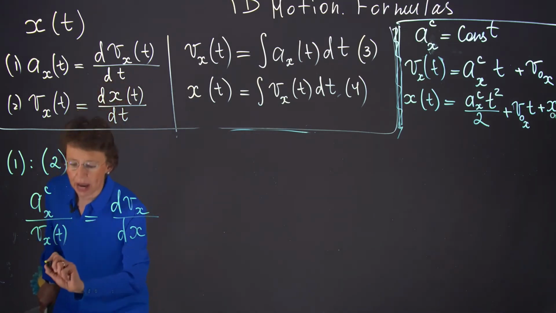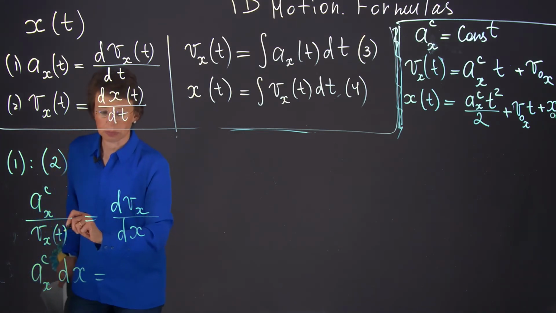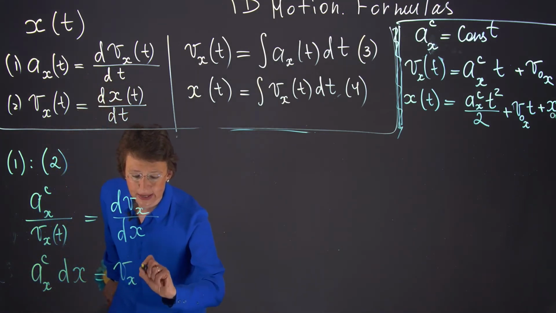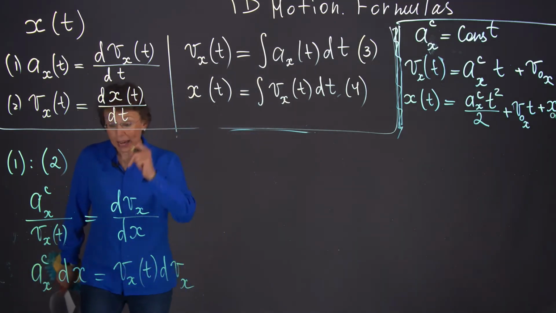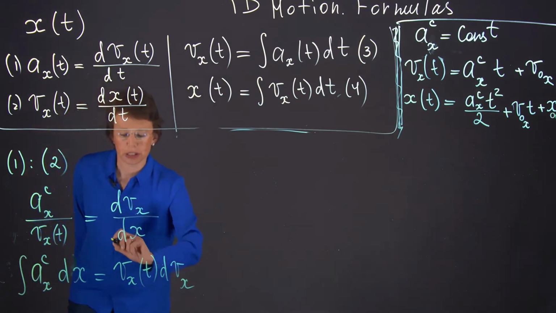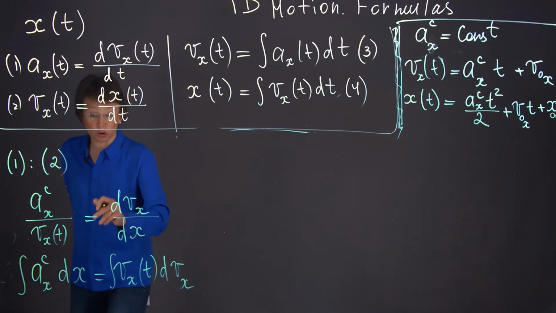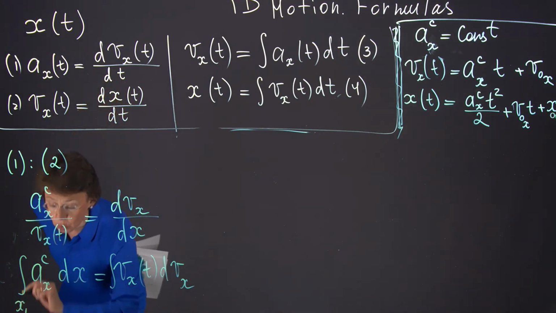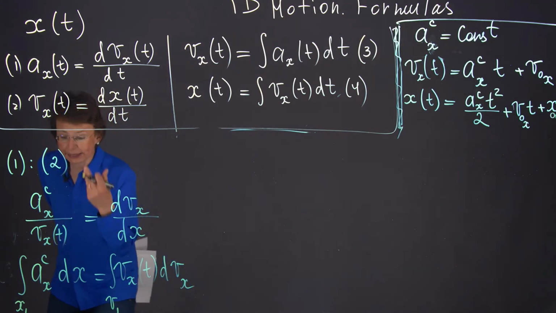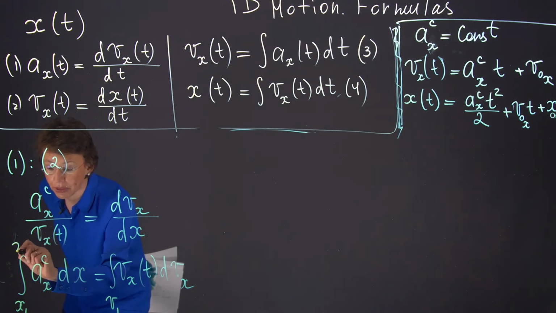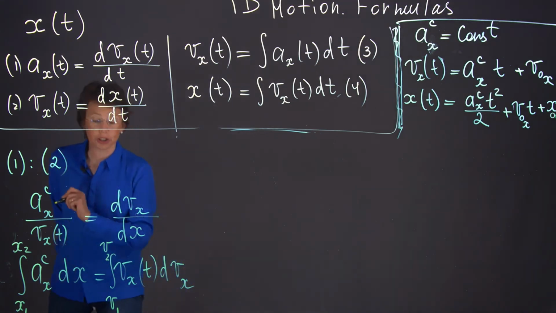What will I get? I will get ax dx, and this will be equal to vx of t dvx. And now I will integrate it from t1 to t2, definite integral. At time moment t1, let's assume that our object was at the position x1 and its velocity was equal to v1. And at time moment t2, the position of the object was x2 and velocity of the object was v2.